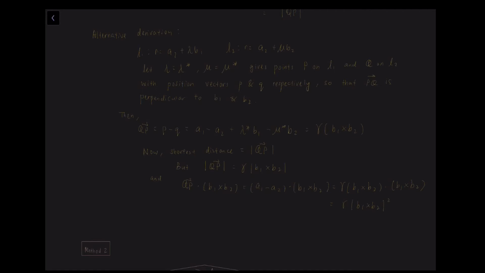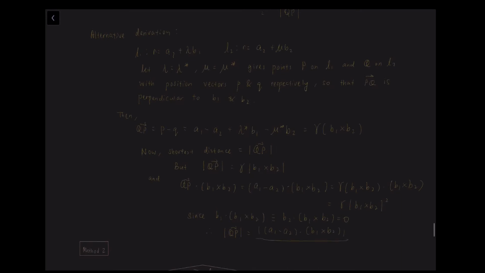And we also know that the identity B1 dot B1 cross B2 is equal to B2 dot B1 cross B2, and it is equal to 0 as well. So the modulus of QP can be simplified as A1 minus A2 dot B1 cross B2 over the modulus of B1 cross B2. You don't have to know this method of derivation, it is more complex. What you actually need to memorize is the final formula.